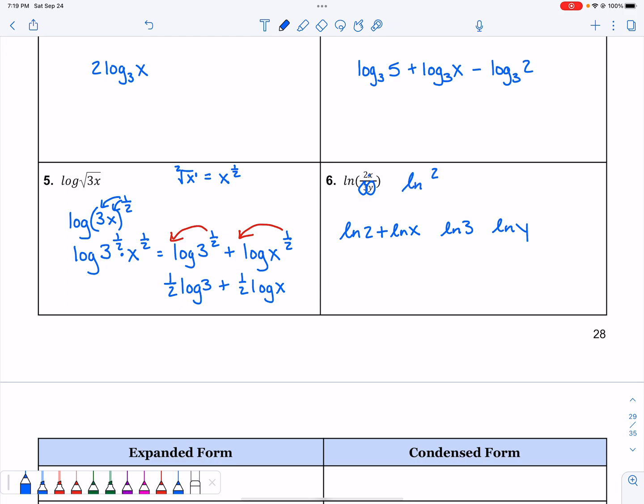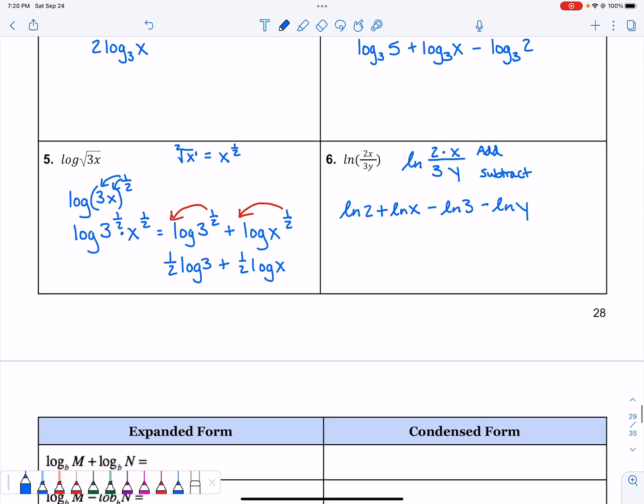So just focus on that first element. 2 is multiplying x, or it's in the numerator. So you've got to add. But then 3 is dividing the 2, so you have to subtract. And then y is also dividing the 2, so you still have to subtract. You can also think of it as: add the things that are in the numerator and subtract the elements that are in the denominator. And that works every time to keep it straight.